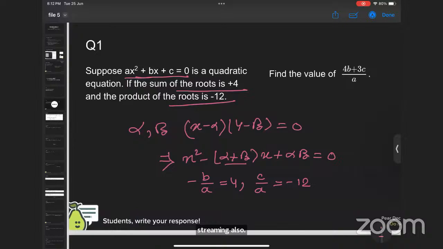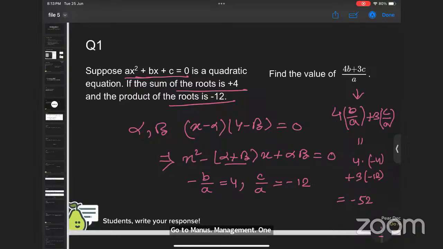So from this, we can break it as 4 into b by a plus 3 into c by a. And just put the value from here. It will be 4 into minus 4 plus 3 into minus 12. You can calculate this and it will be equal to minus 52. So this is the answer. Fine.